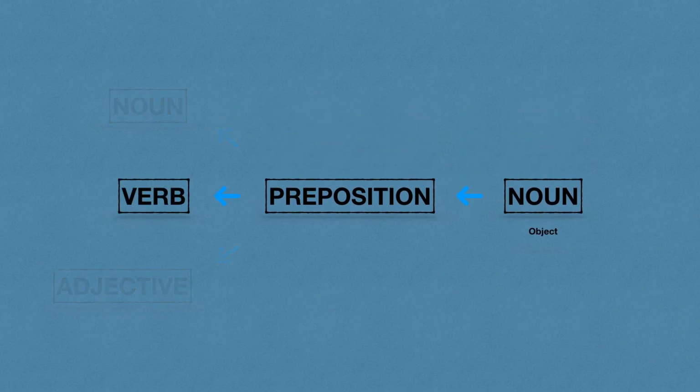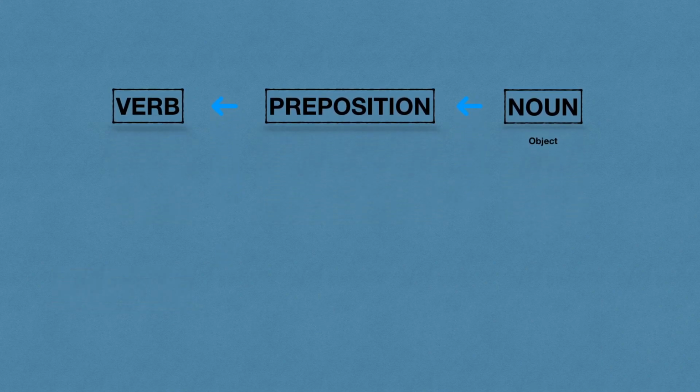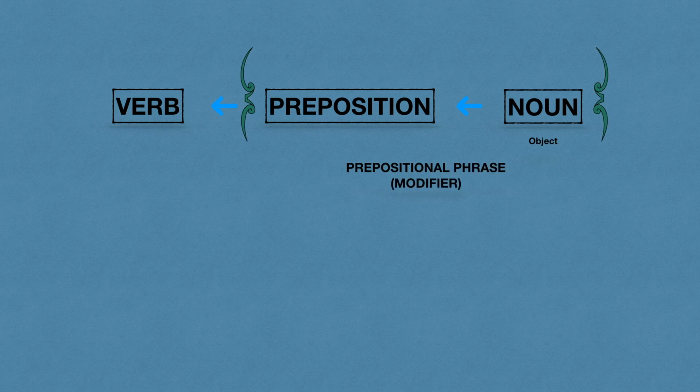Case 2. Verb, preposition, noun. Whenever a preposition and its object are connected to a verb on the left, they describe that verb, and the prepositional phrase behaves as an adverb phrase.